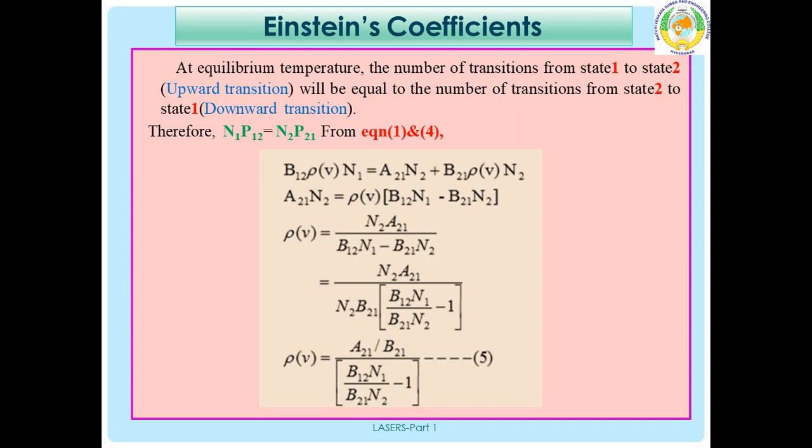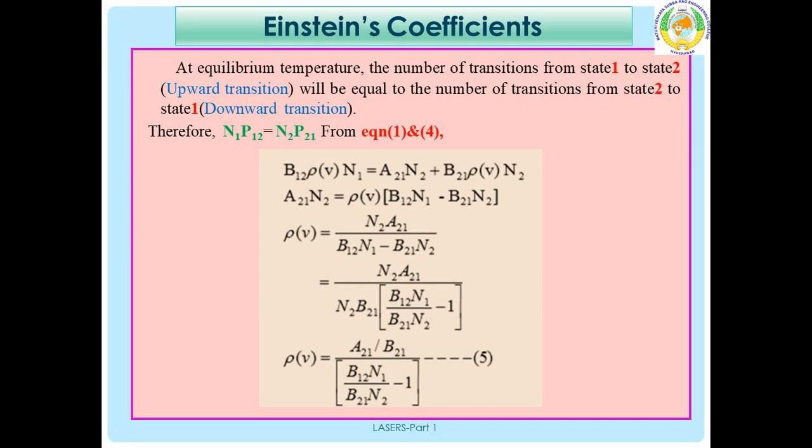So here what I am doing is, I keep A21 N2 as it is. I bring B21 rho nu N2 to the other side. So what do I get? A21 N2 is equal to rho nu, I am taking it as common, into B12 N1 minus B21 N2. So from here rho nu is equal to N2 A21 by B12 N1 minus B21 N2.